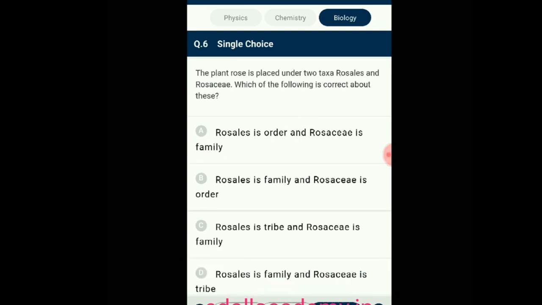Question number 6. The plant rose is placed under two taxa, Rosales and Rosaceae. Which of the following is correct about these? While naming the taxa in plant classification, certain suffixes are used as follows: division, phyta; subdivision, phytina; class, opsida; order, ales; suborder, ineae; family, aceae; subfamily, oideae; tribe, eae; subtribe, inae. So the answer for this question is option A. Rosales is order and Rosaceae is family.